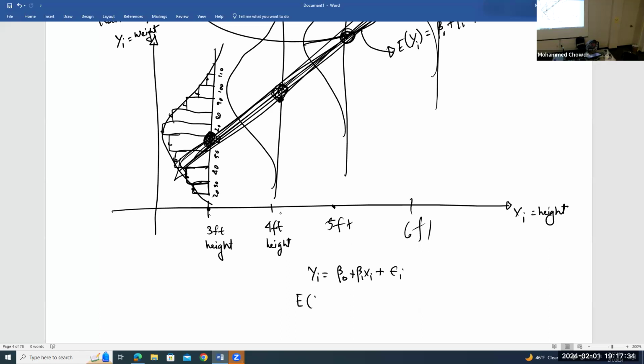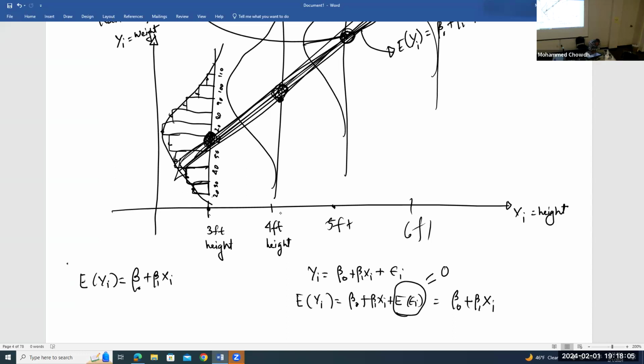When you take the expected value of yi, you are getting beta 0 plus beta 1 xi, and then the expected value of epsilon i. That is equal to 0 because the error term equals 0. So that means the expected value of yi equals beta 0 plus beta 1 xi. When we take the estimated value of y, I tend to take the estimated value of x. Yeah.